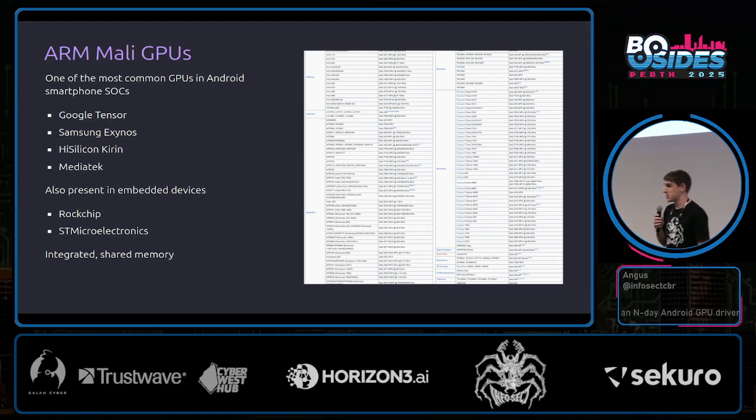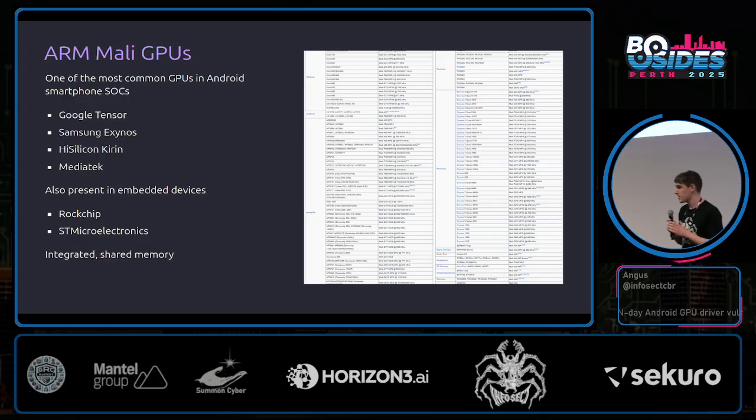As I mentioned, ARM Mali GPUs are one of the three most common GPUs used in the Android market, the other two being Qualcomm Adreno GPUs and Imagination Technologies PowerVR GPUs. It's used in lots of different phones. You'll see that big diagram on the side there, a screenshot from Wikipedia. There's hundreds of phones that contain it.